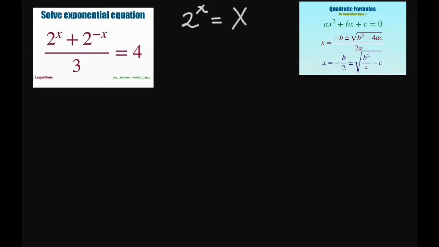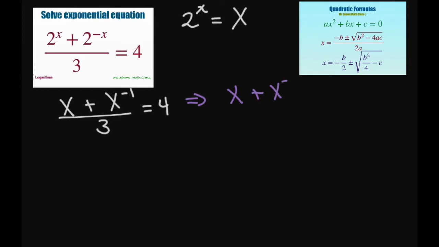So I can rewrite this as X plus X to the power of negative 1, divided by 3, equals 4. When I cross multiply, I get X plus X to the power of negative 1 equals 12. Then I multiply everything through by big X and move the 12 over, and I get X squared minus 12X plus 1.